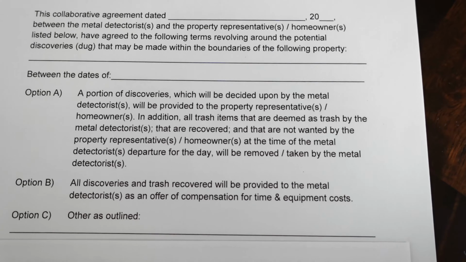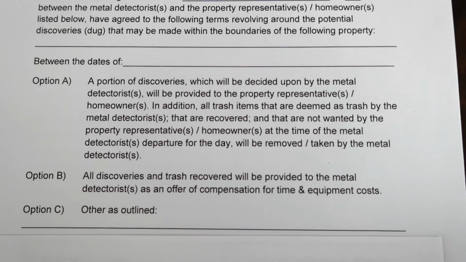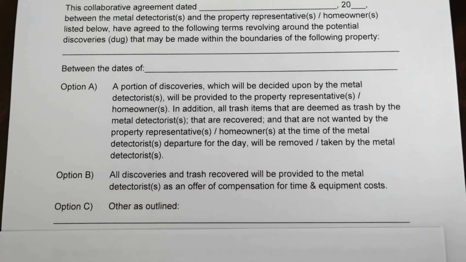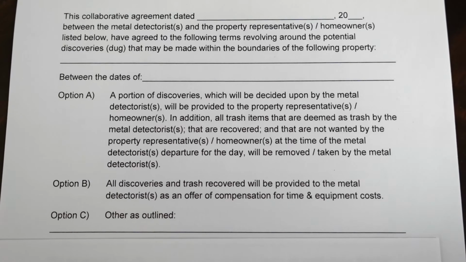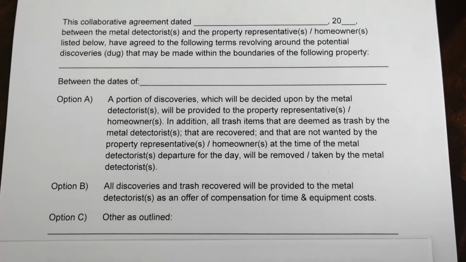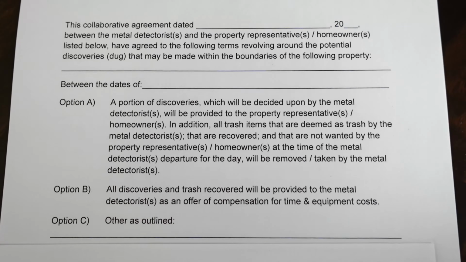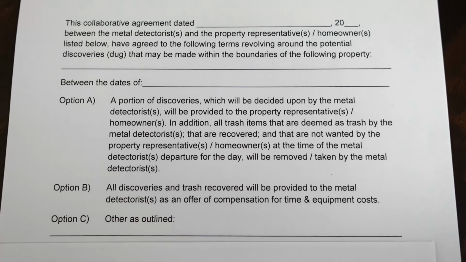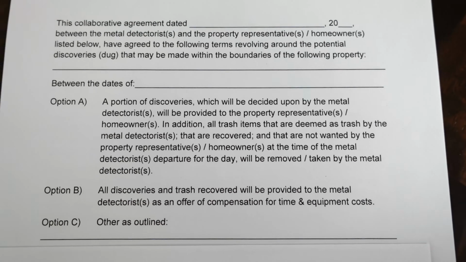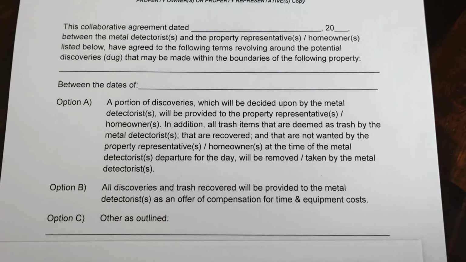The reason is because from a legal perspective, every sentence acts as its own individual identity, which means that a lot of the time in these kind of documents, you have to repeat people's names, or in this case, metal detectorists, property representatives, and home owners. So that option A puts the onus into the hands of the metal detectorist.